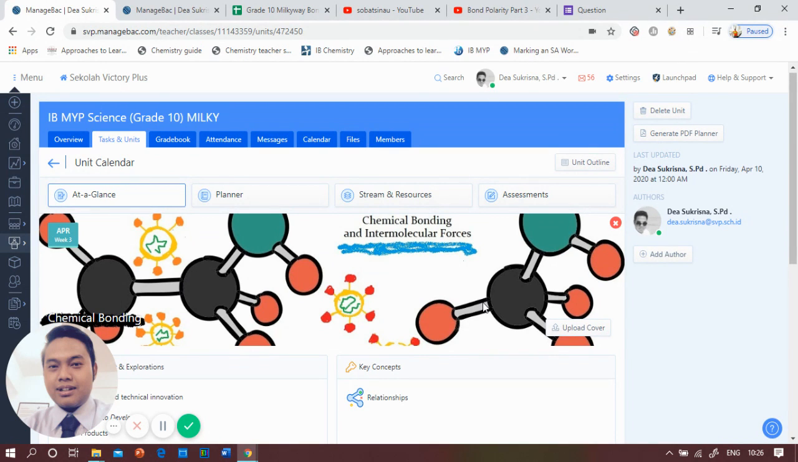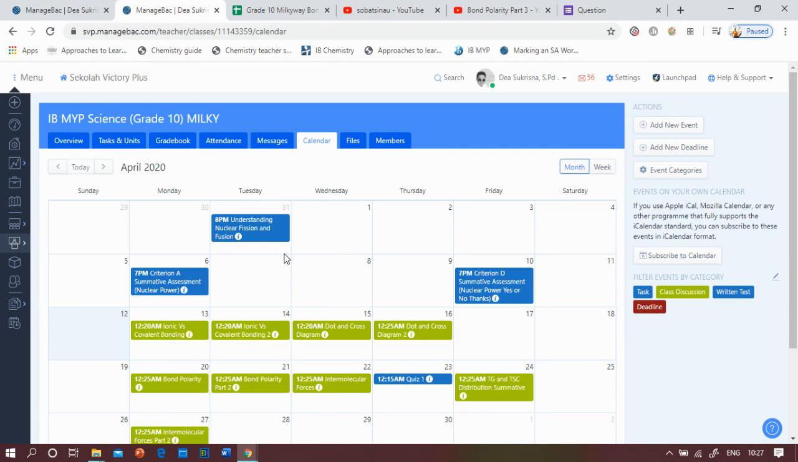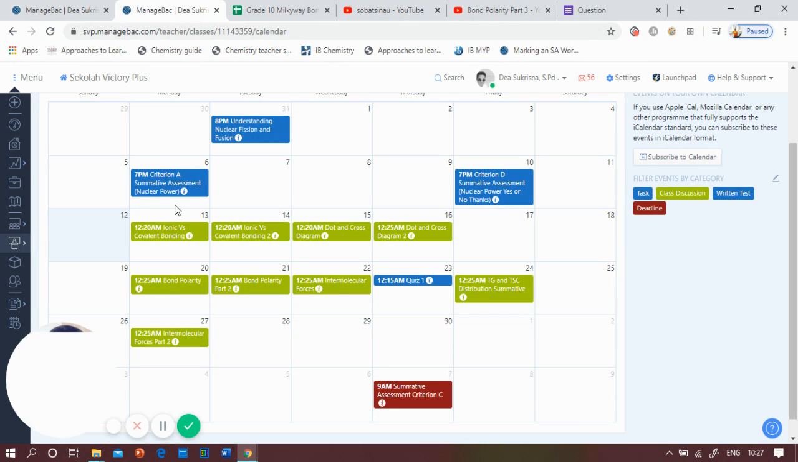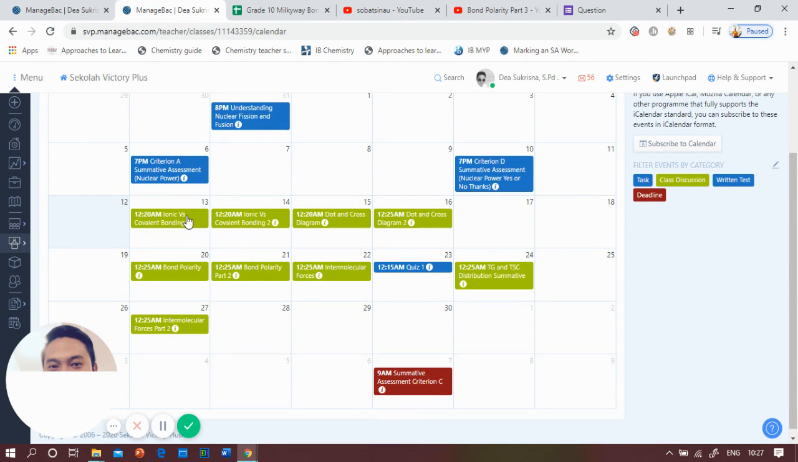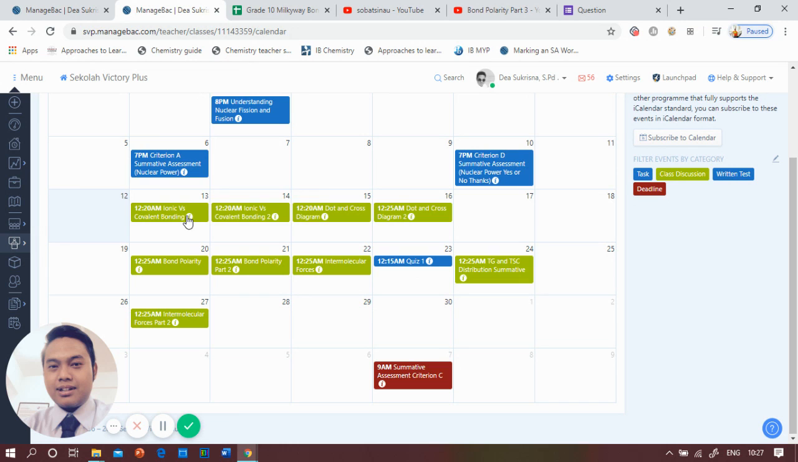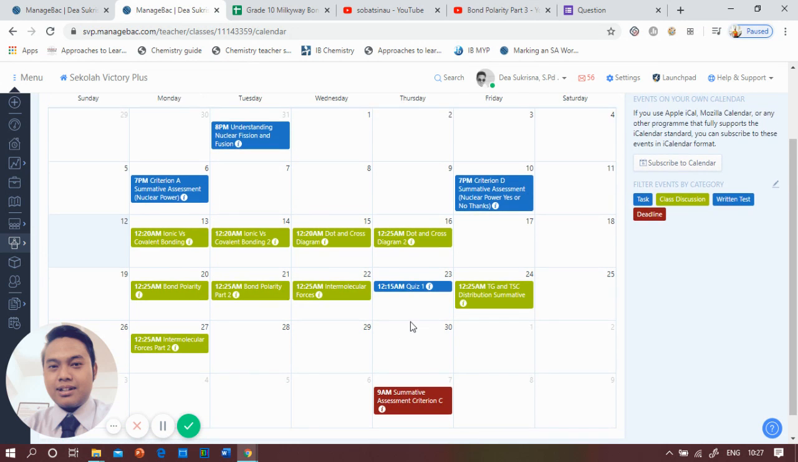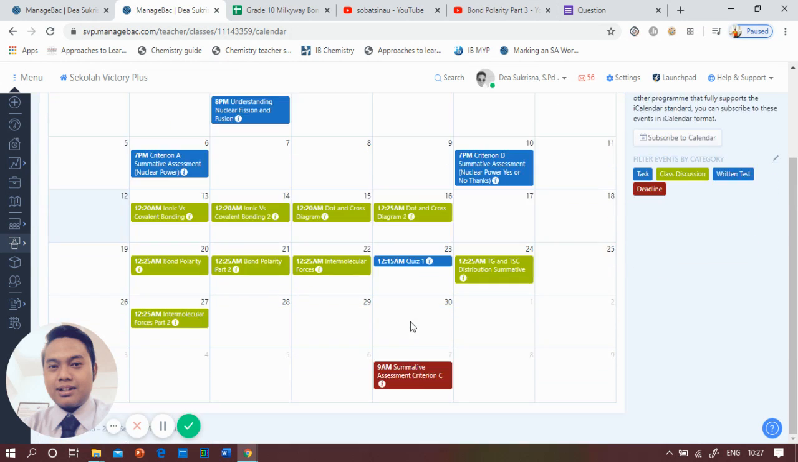Later on, the subtopics will be chemical bonding and intermolecular forces. In chemical bonding, you have ionic and covalent bonding only. And in intermolecular forces, you have van der Waals later on, and there is dipole-dipole, hydrogen bonding, etc. Now let's go to the calendar here. The unit will start on April 13, this Monday, and it will end on May 7th.